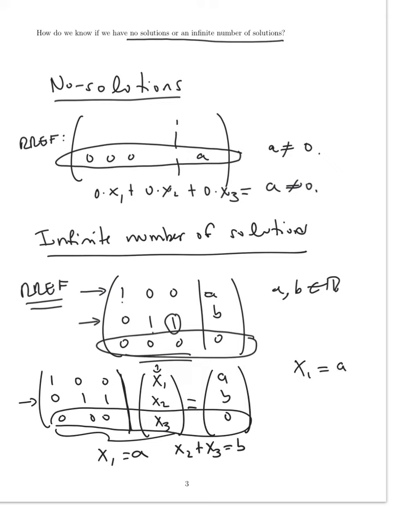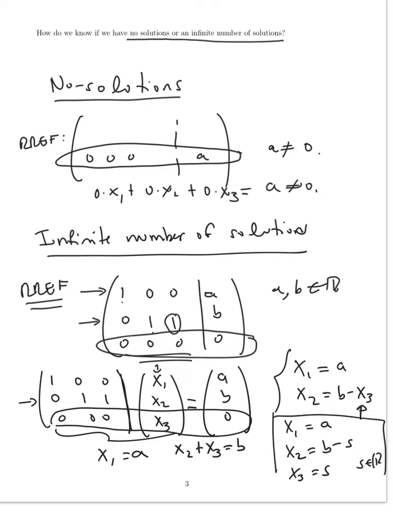So here's my solution. x1 has to be a, and then x2 just has to be b minus x3. So no matter what I choose for x3, this is going to be a solution. So this has an infinite number of solutions. And I would usually write it as x1 is a, x2 is b minus s, and x3 is s, and s can be any real number. So it's an infinite number of solutions. As soon as you have one, you have an infinite number.